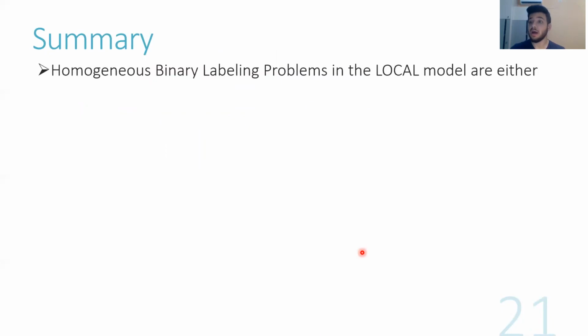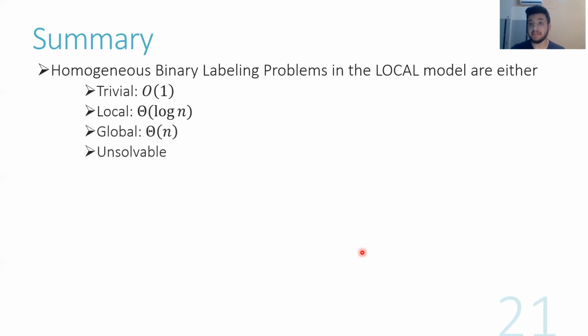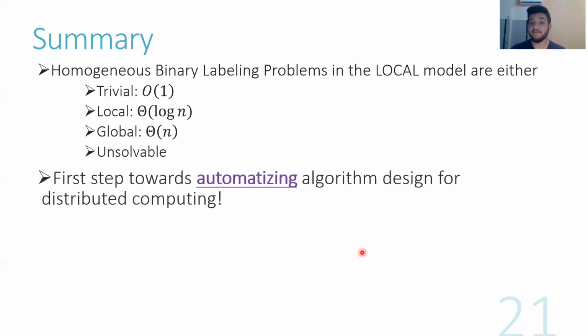To sum up, we know now that the deterministic complexity of any homogeneous binary labeling problem in the local model is either O of 1, log n, or it is unsolvable. Furthermore, this is the first step towards automatizing algorithm design for distributed computing.